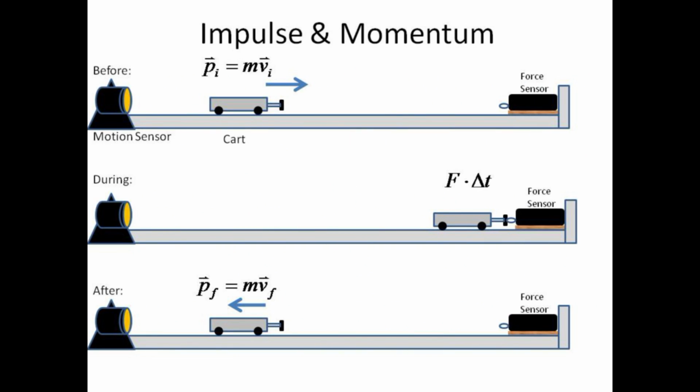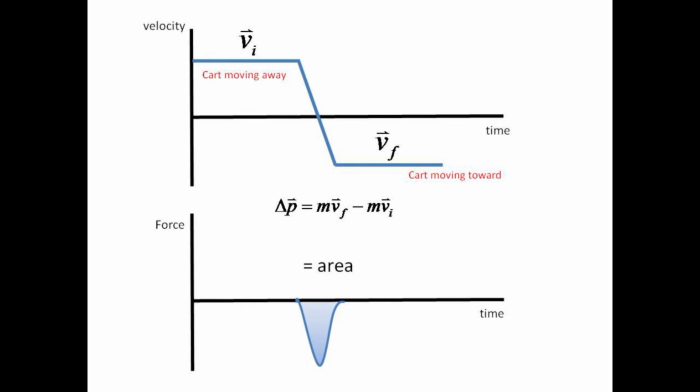In the actual experiment, the massive object is a cart moving from a motion sensor and colliding with a force sensor. The motion sensor gives the initial and final velocities and thus momenta, whereas the force sensor will provide the force versus time curve and thus impulse. A plot of velocity versus time will show the object change from a positive initial velocity to a negative final velocity. From the velocities, we can compute the change of momentum due to the collision. The impulse is the area under the force versus time curve, here shown as a negative area.